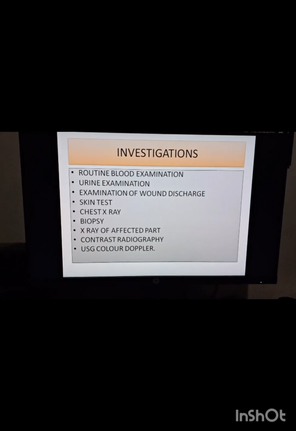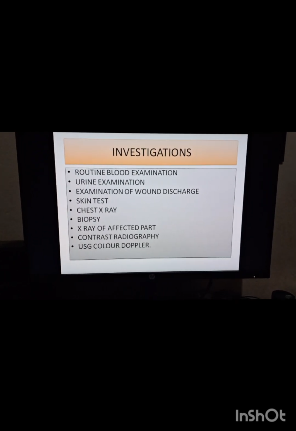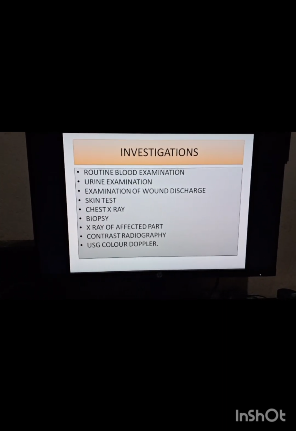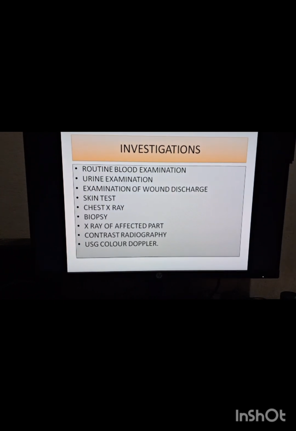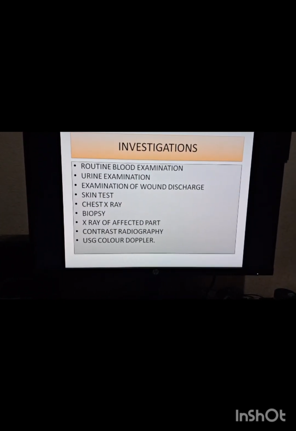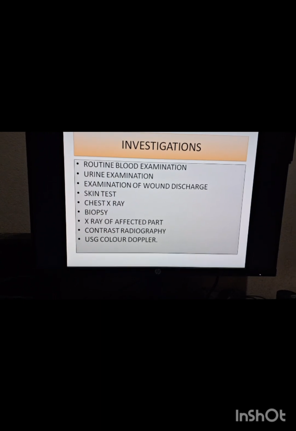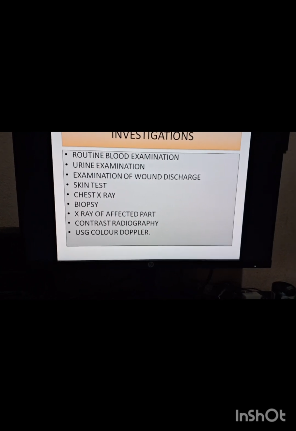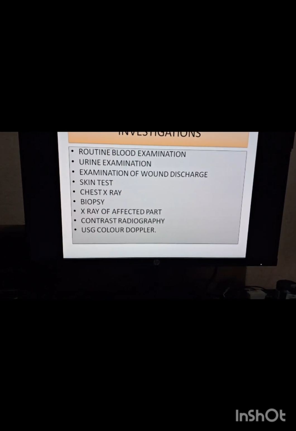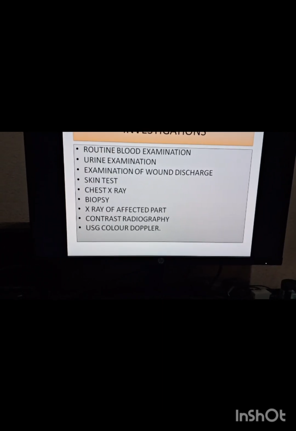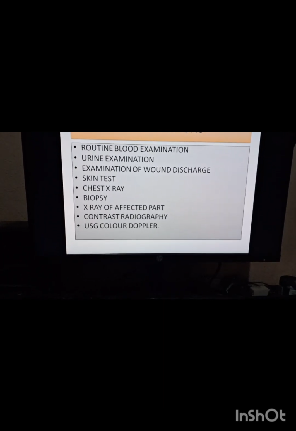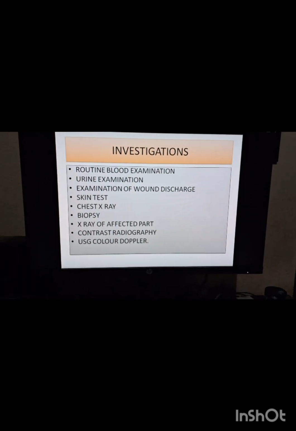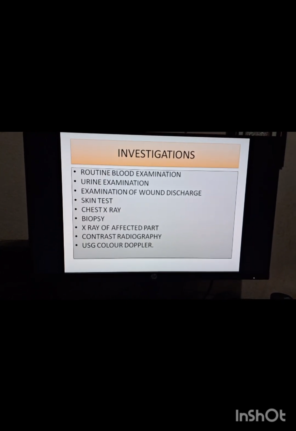Different investigations that may be needed to assess the ulcer are routine blood examination, urine examination, examination of wound discharge, skin test, chest X-ray, biopsy of the ulcer, X-ray of the affected part, contrast radiography, and ultrasonography with color Doppler to assess the vascularity, whether adequate blood supply is present or absent to the ulcer. So these are some basic important investigations needed to assess the ulcer, and also plan the management for a better outcome.